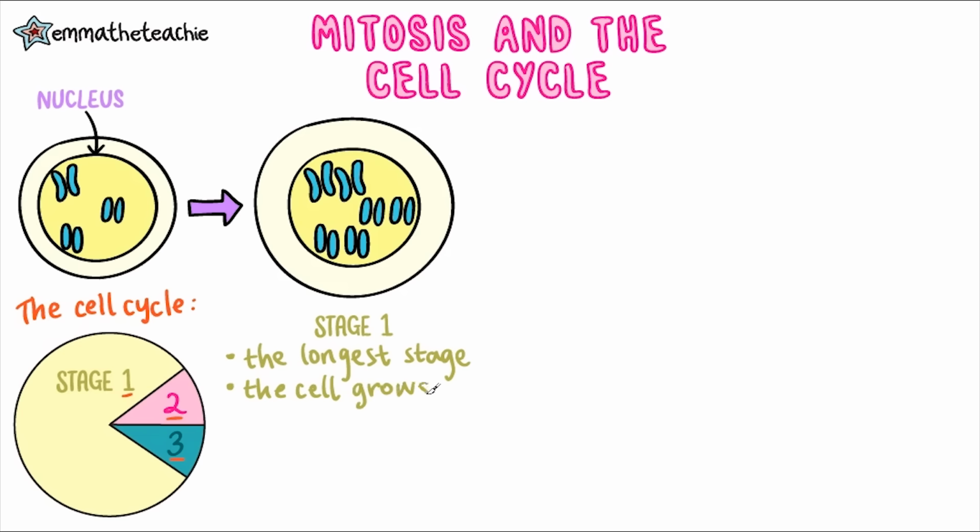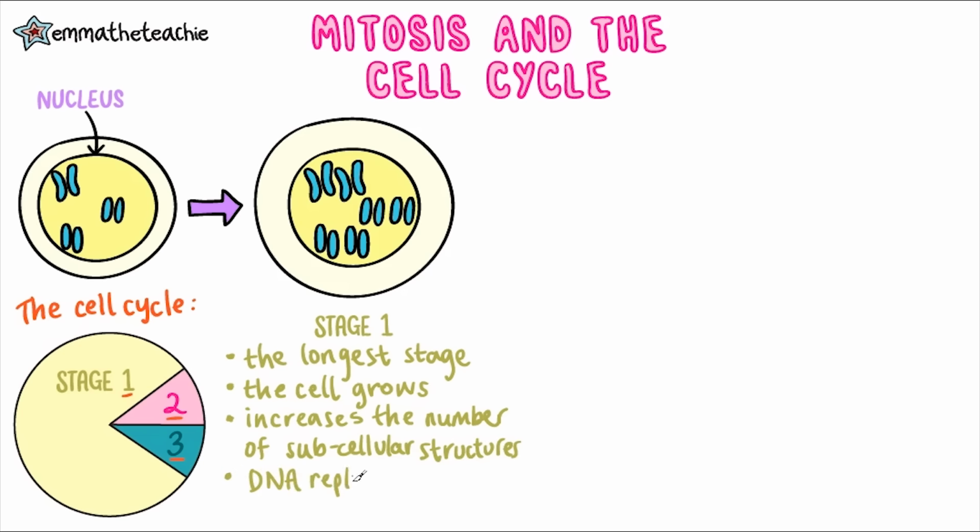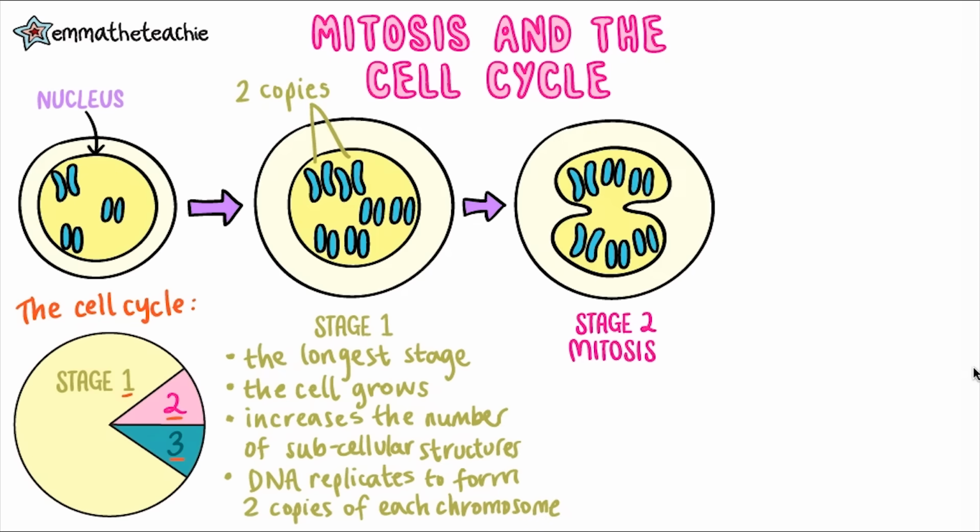First of all, the cell will grow, gaining mass. Secondly, it will also increase the number of subcellular structures, such as ribosomes and mitochondria, amongst others. Really importantly is then that the DNA replicates. By doing this, it forms 2 copies of each chromosome. In a human body cell, this would mean that by the end of Stage 1, the cell contains 92 chromosomes instead of 46. We can see this here, that there are 2 copies of each chromosome.